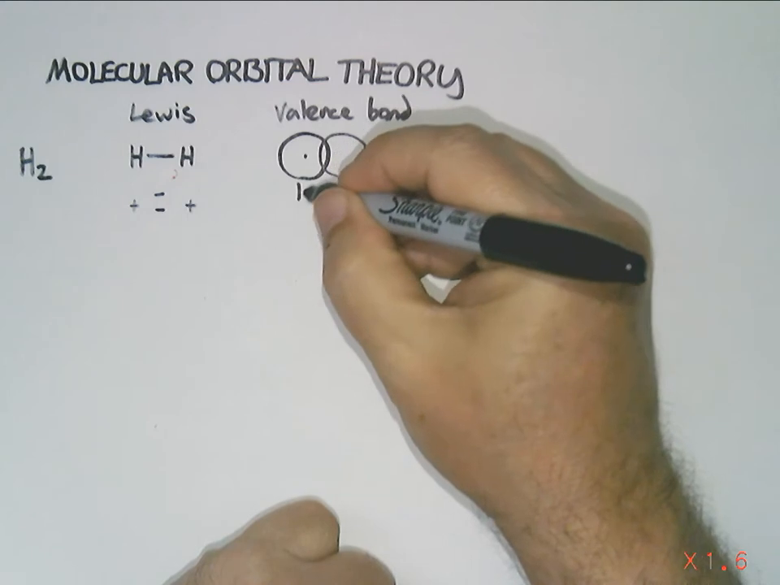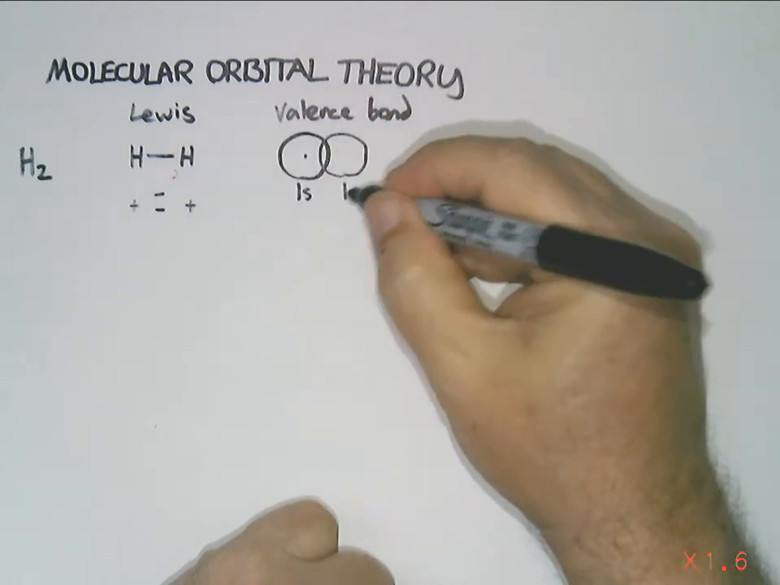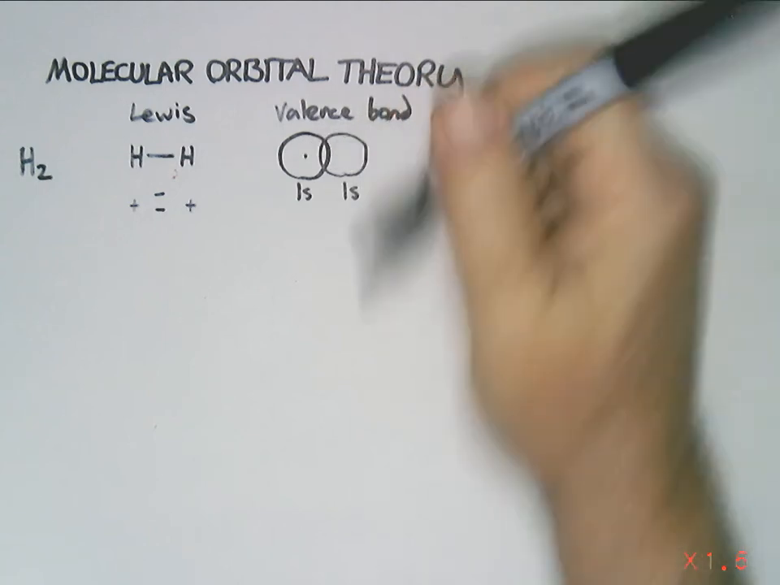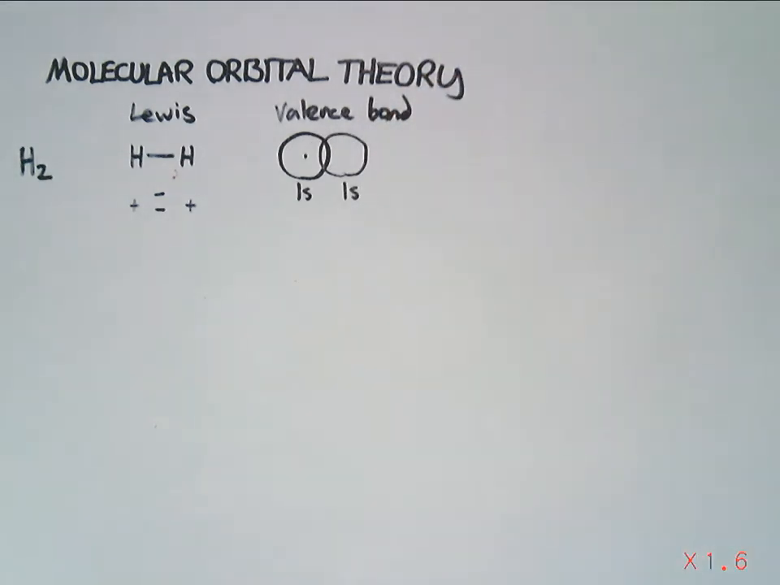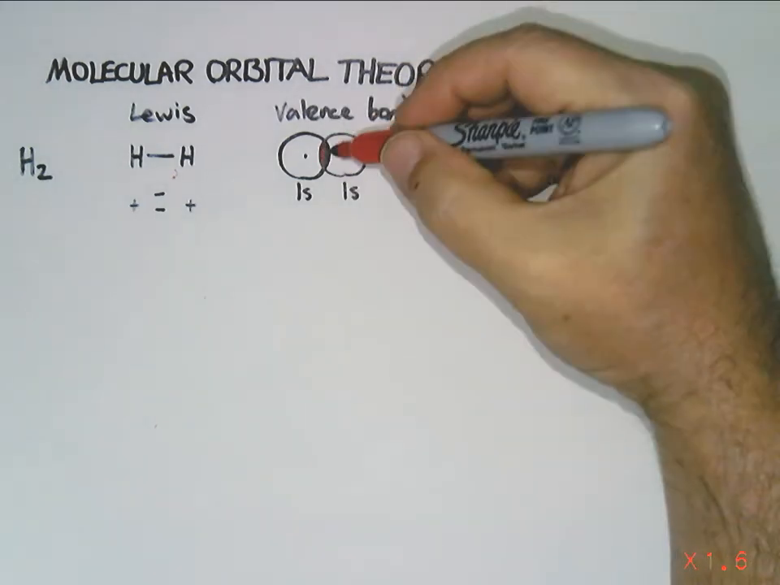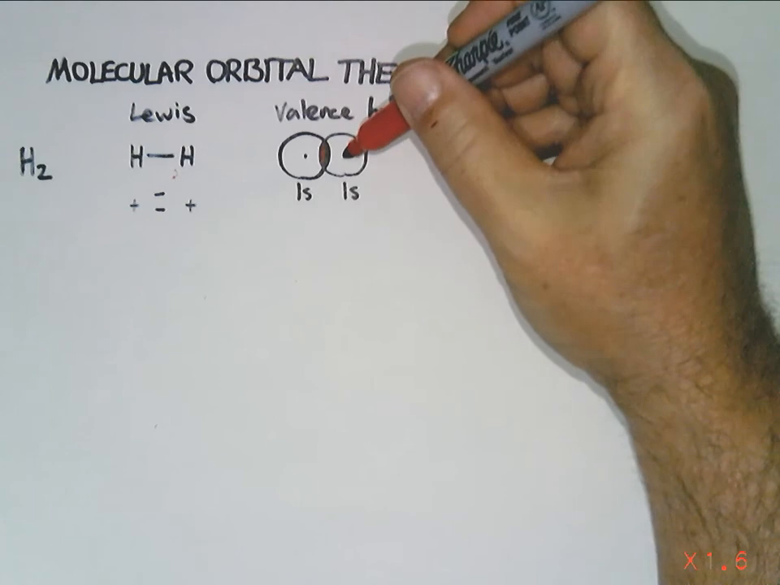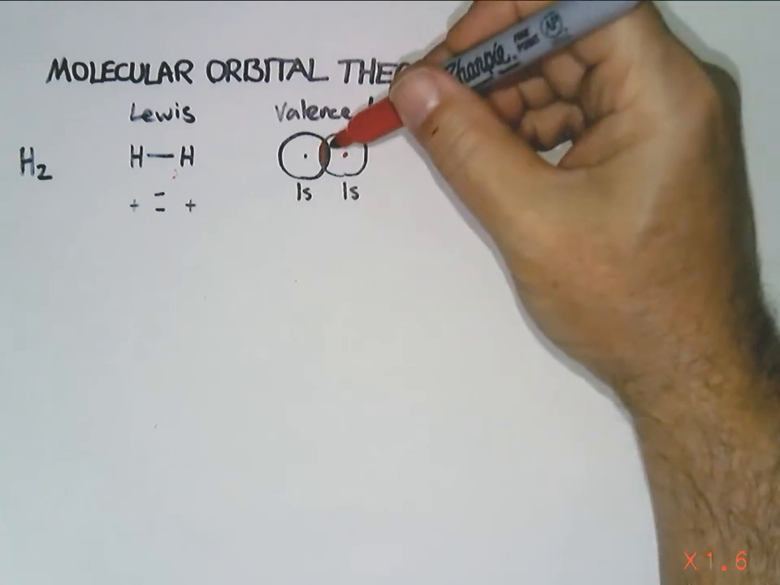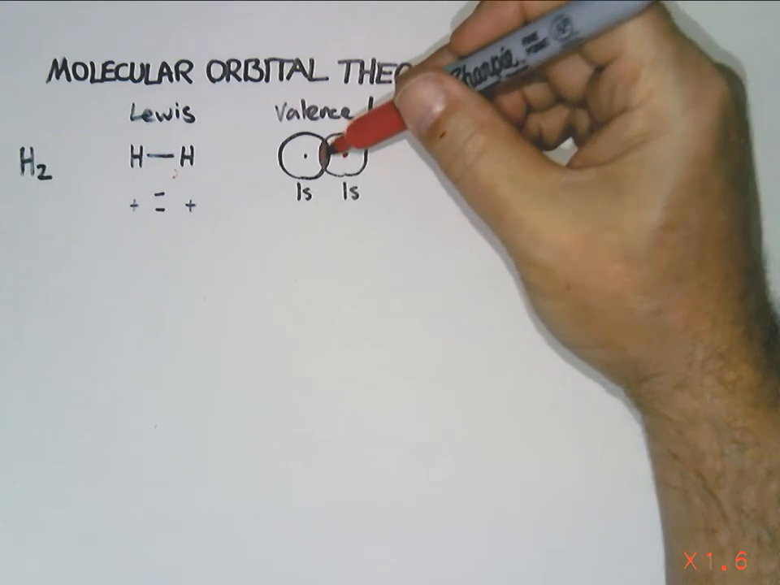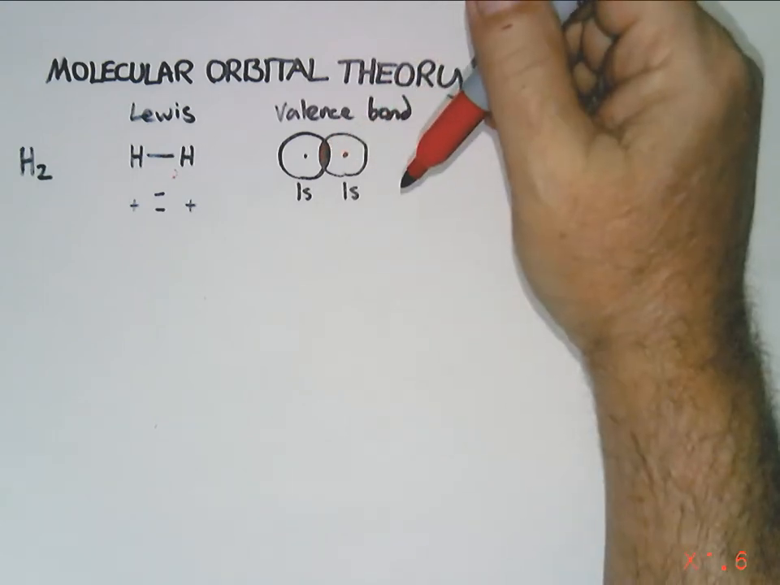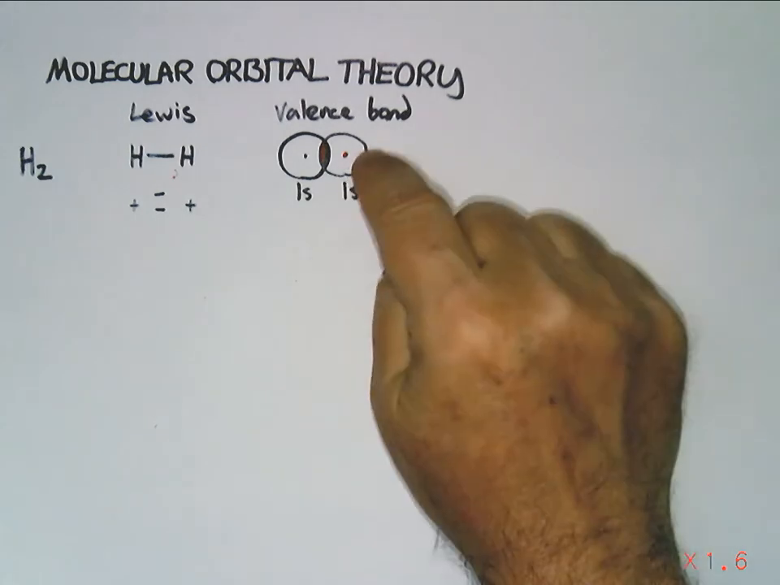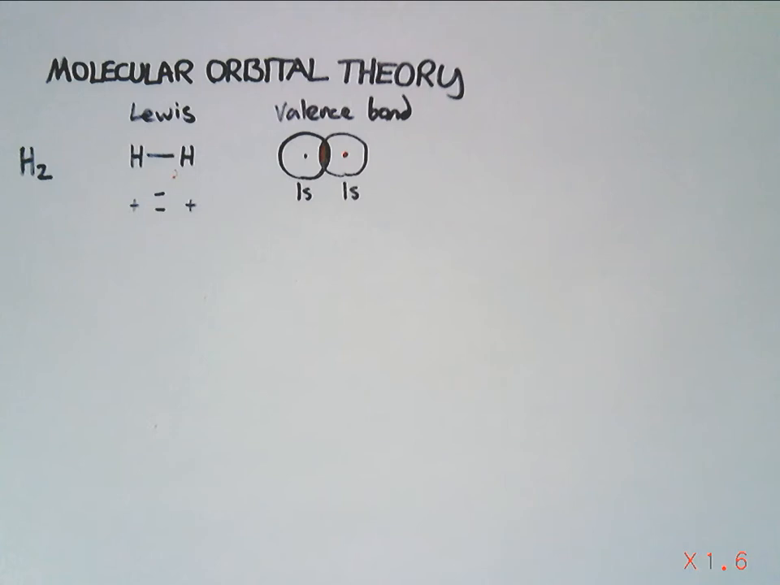Each of these two hydrogen atoms has a 1s1 configuration in its ground state, so there are two 1s orbitals. They overlap. That overlap is a buildup of negative charge between the two nuclei. And this positively charged nucleus and this positively charged nucleus are attracted to that buildup of negative charge there. And that's how we explain a bond, a valence bond, in the valence bond theory.